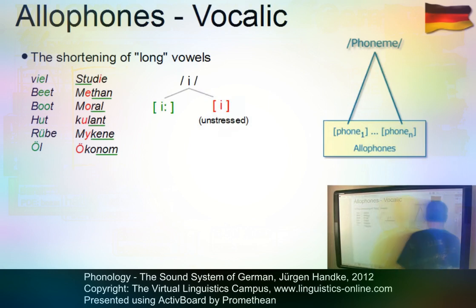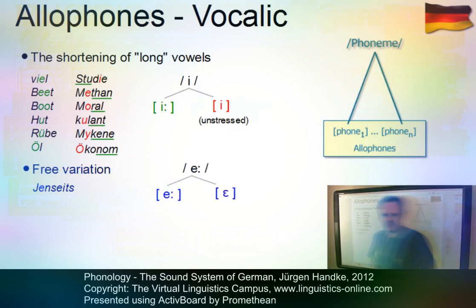Another aspect is referred to as free variation. Now, some vowel phonemes can be replaced by an alternative without changing the meaning. This phenomenon, which does not occur in Standard German, is referred to as vocalic variation. The example that I have here is the word jenseits, which can either be pronounced with a long E, jenseits, or with a short E, jenseits.